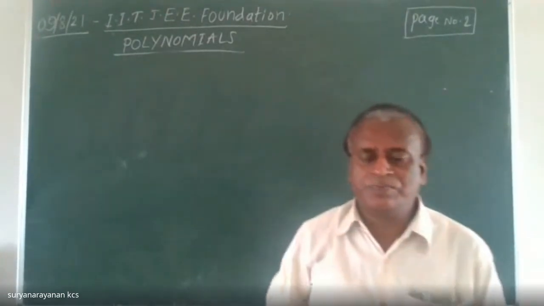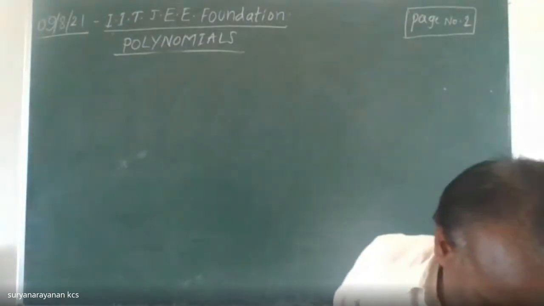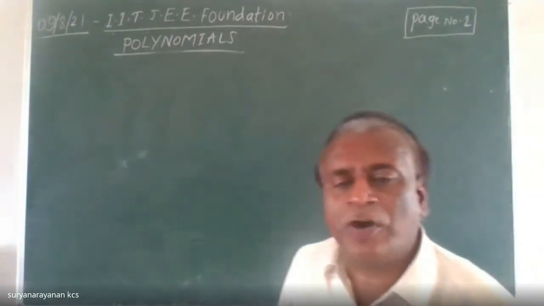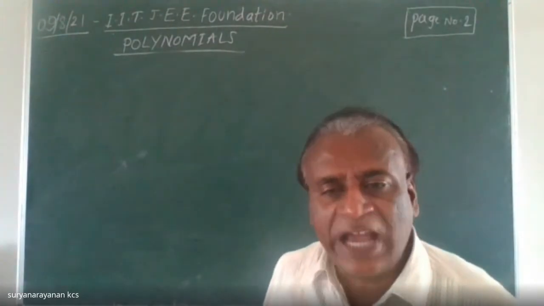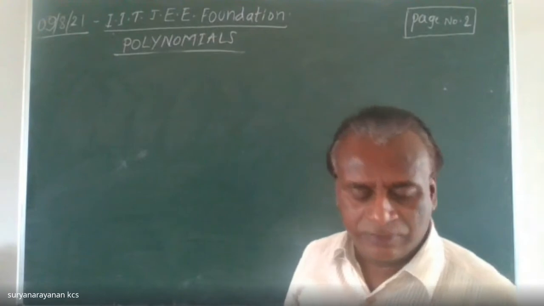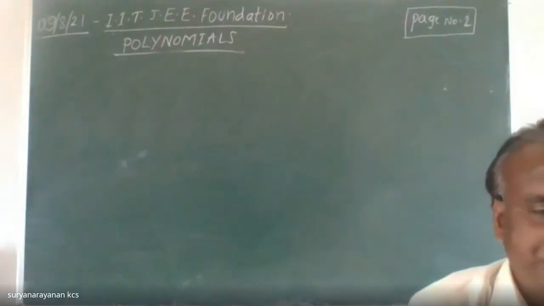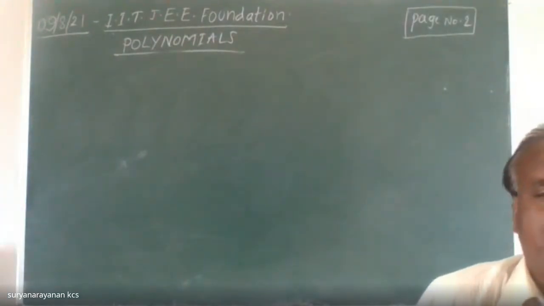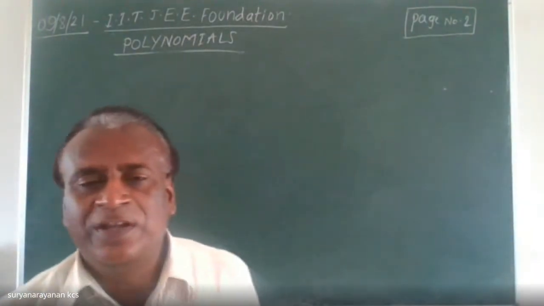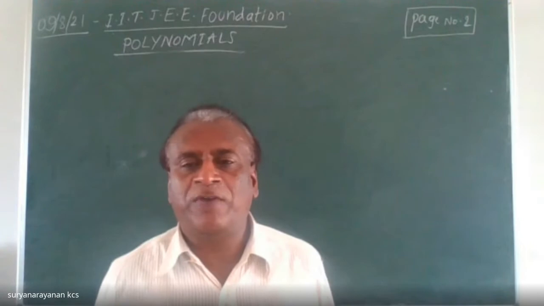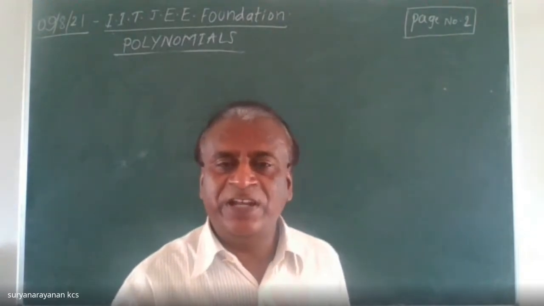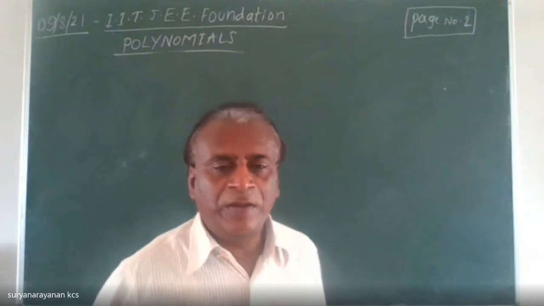Now come to this point. General form or standard form of a polynomial of degree n. Now let us discuss this point. Standard form or general form of a polynomial is based on the concept of degree of a polynomial. This concept is linked with degree of a polynomial.